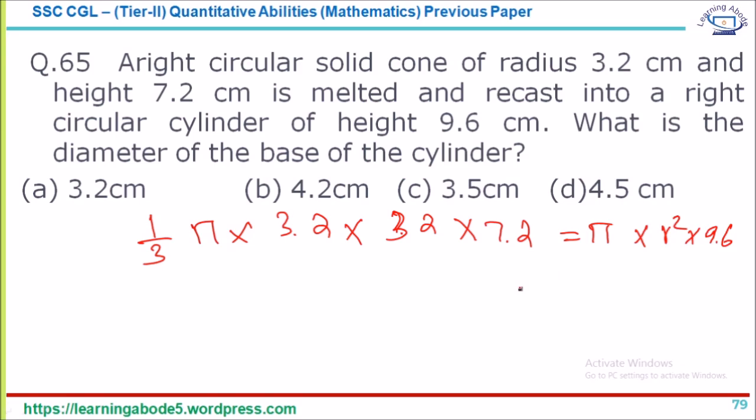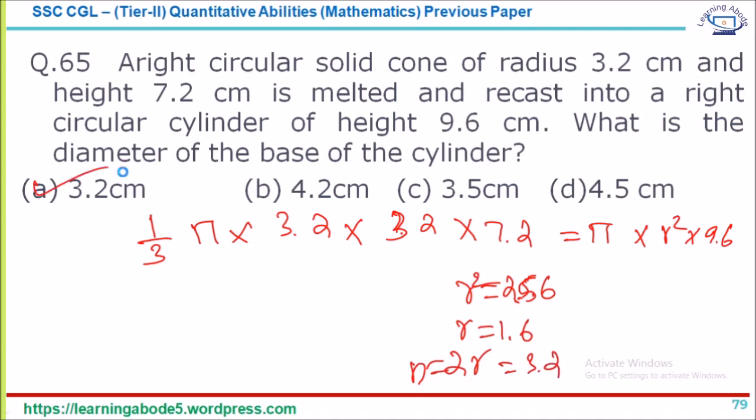Now you will get r square is 2.56, you will get r is equal to 1.6, and 2r, that is the diameter, that's equal to 3.2 centimeters. That's answer option A.